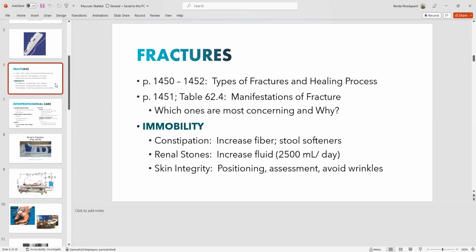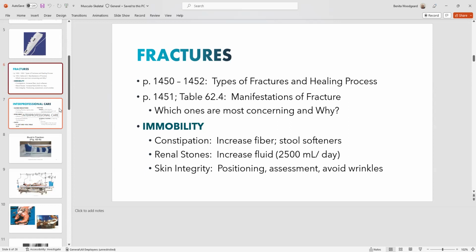Renal stones, again, immobility. They really need to increase their fluids, even though it makes them have to get up and go to the restroom or whatever. It still needs to be done to help these patients to prevent renal stones while they're immobile. Skin integrity, obviously, in positioning these patients. Frequently, even little small adjustments will matter. Assessing their skin underneath, looking, avoiding wrinkles in their sheets, anything like that is going to be very important for those types of patients.